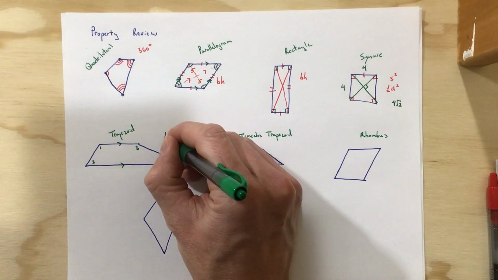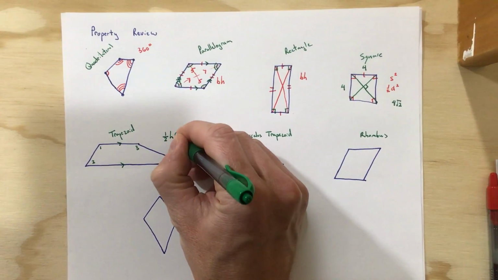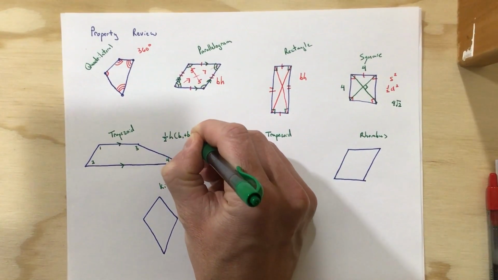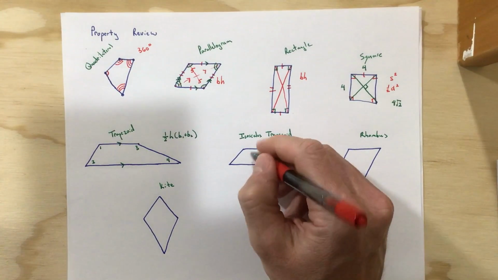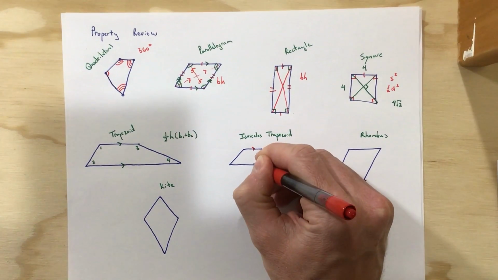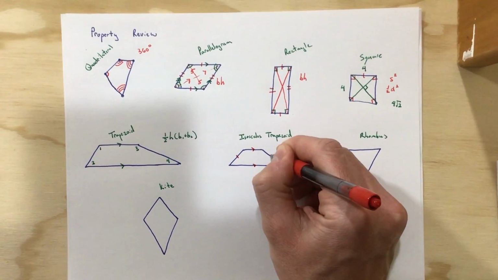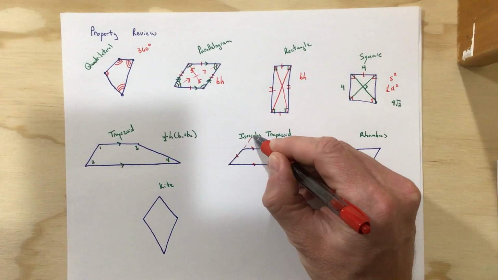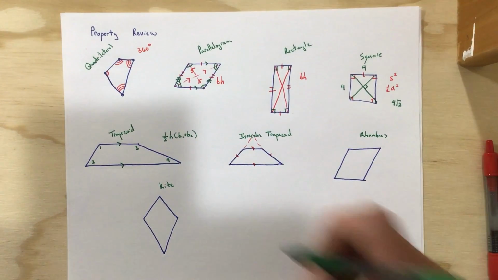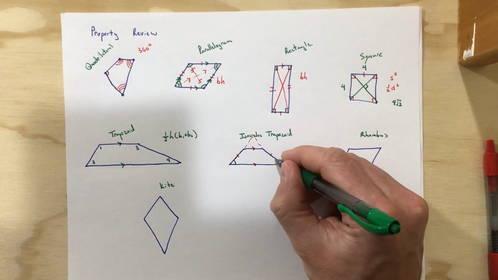The area here is 1/2 the height times (b1 + b2). Okay. Now an isosceles trapezoid goes one step further. This is clearly parallel to that, but this is congruent to that. And because of that, it's kind of like an isosceles triangle. If you extend this and make it into a triangle, we know that the base angle theorem is true.